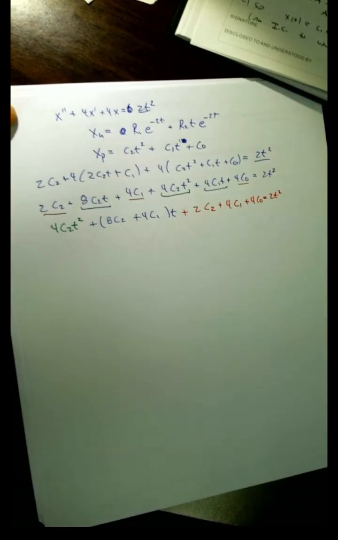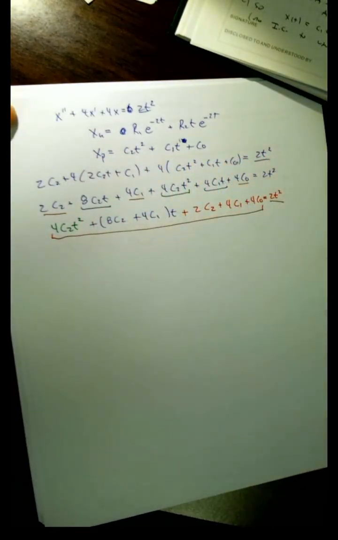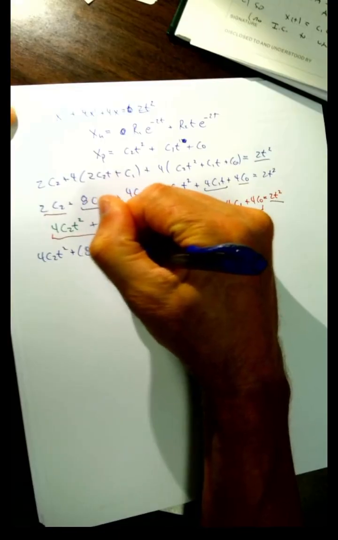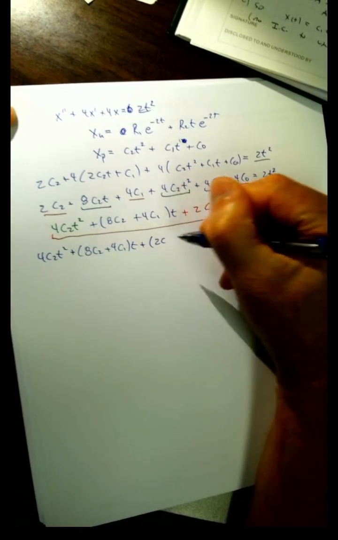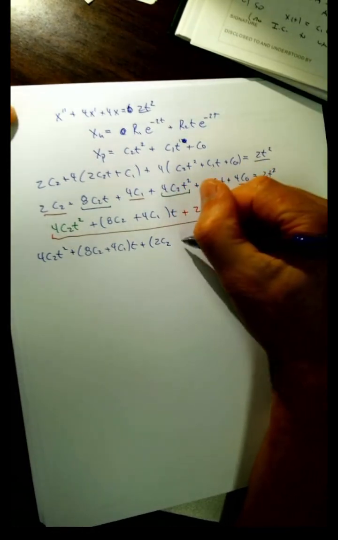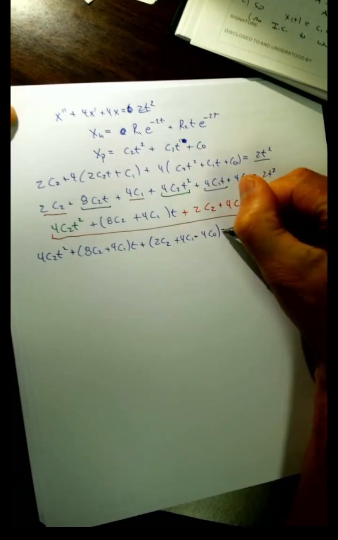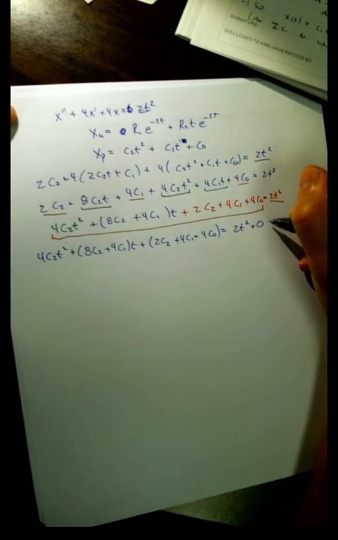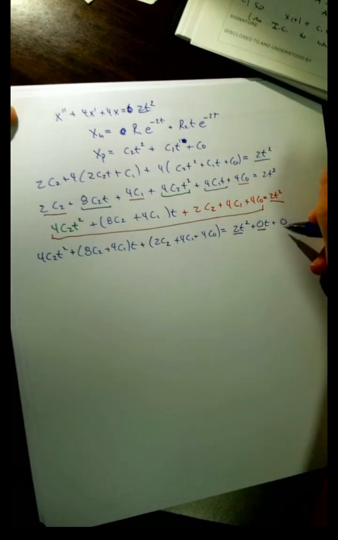Okay, so now how can this polynomial be equal to that polynomial? Let me rewrite this. So I have 4c2t squared plus 8c2t plus 4c1t plus the constant term, which comes out to be 2c2 plus 4c1 plus 4c0. That is equal to 2t squared. But notice this is also, I can write it as 0 times t plus 0. So I've got t squared, 0t plus 0.